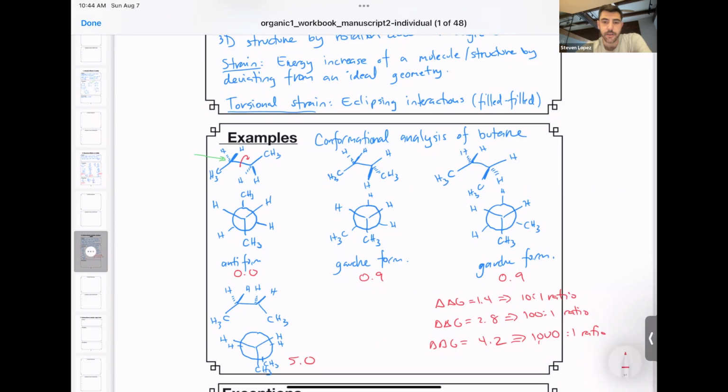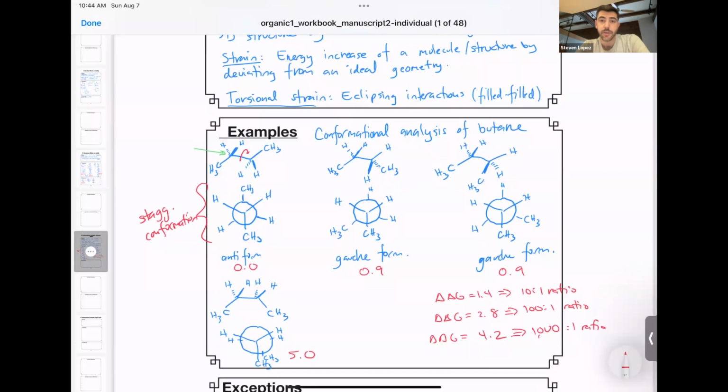Now, let's see why the energies are higher and lower relative to one another. The anti and the two gauche forms are considered to be staggered conformations, which means we minimize torsional repulsion between these three. There's no eclipsing interactions between these molecules. In the anti form, the methyls are as far apart from one another as possible, so that minimizes steric strain while optimizing torsional strain. In the gauche form, though, the methyl groups are a little closer to each other.